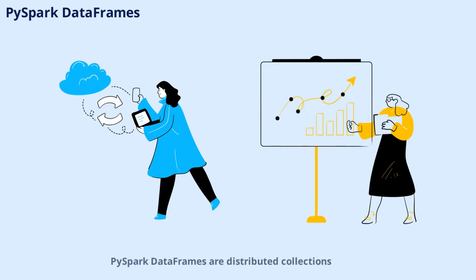PySpark dataframes are distributed collections of data organized into named columns, similar to tables in relational databases. They provide better optimization and performance compared to R or Python dataframes.